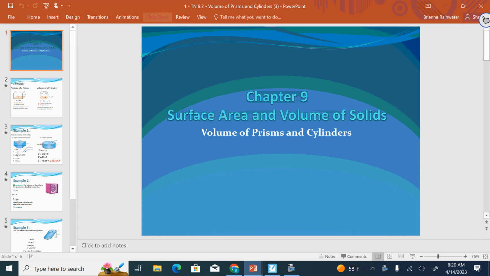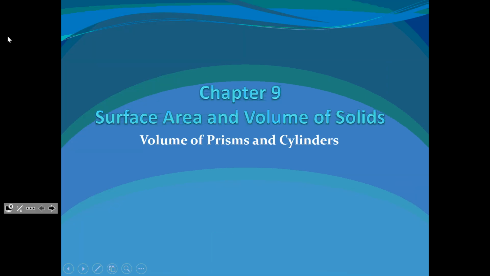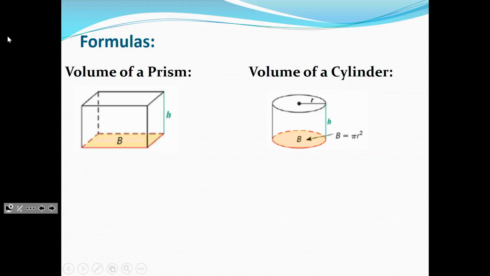Okay, so for today's notes, we're going to be picking up where we left off yesterday with our prisms and cylinders. Yesterday we learned how to find their lateral area and surface area. Today we're going to talk about how we can find the volume of these two types of figures. So the first thing we're going to write down is our formulas.